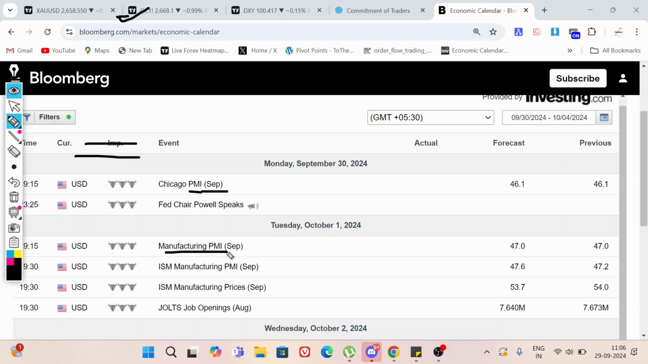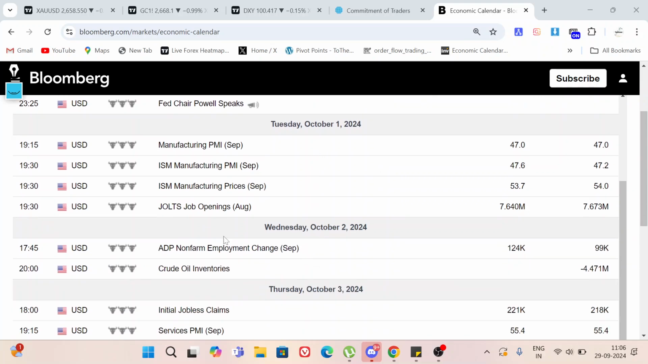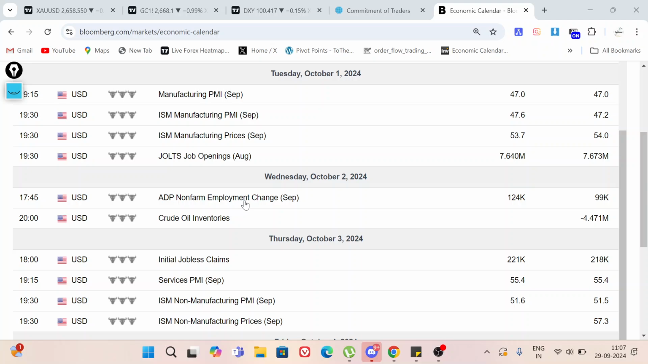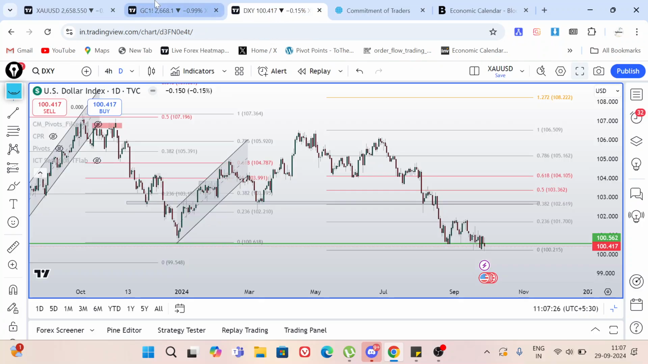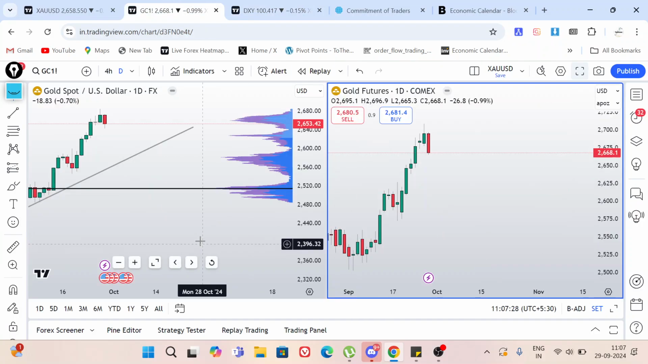On Tuesday we have manufacturing PMI, then ISM manufacturing PMI, and JOLTS job openings. On Wednesday we have ADP non-farm employment change. On Thursday we have initial jobless claims, services PMI, and ISM non-manufacturing PMI. On Friday we have average hourly earnings and then non-farm payroll, which is also important high impact data, and the unemployment rate is also on Friday. So there is lots of high impact data next week, so we have to take care of those data also.